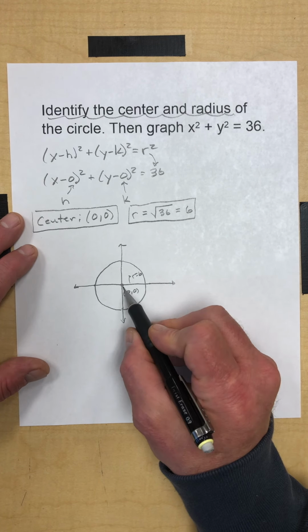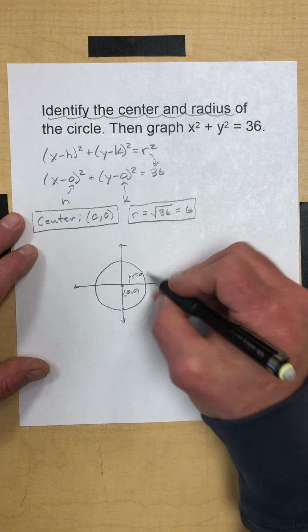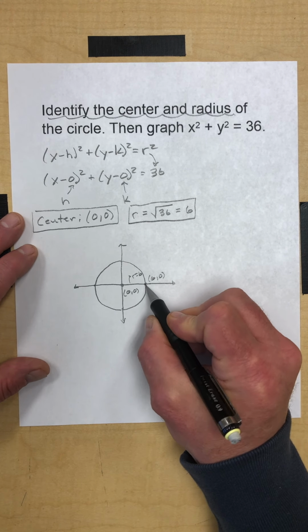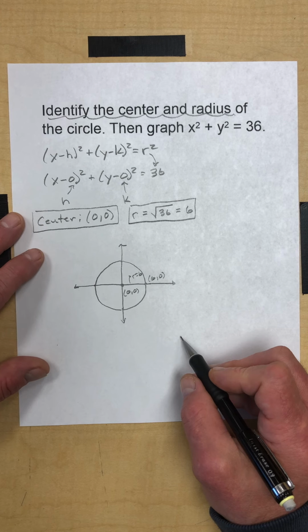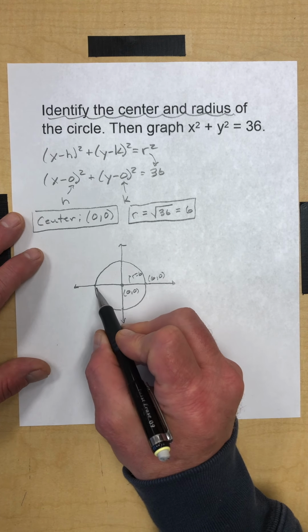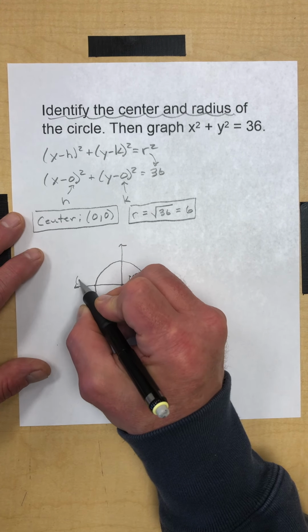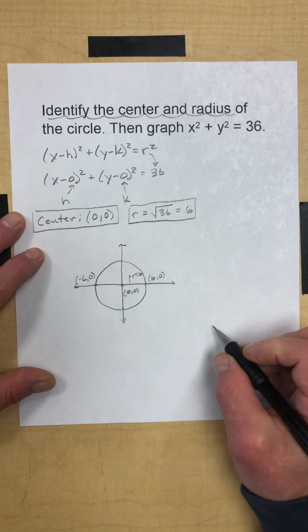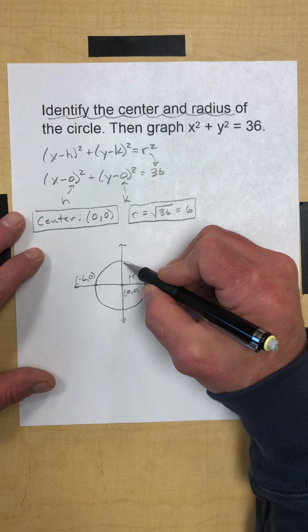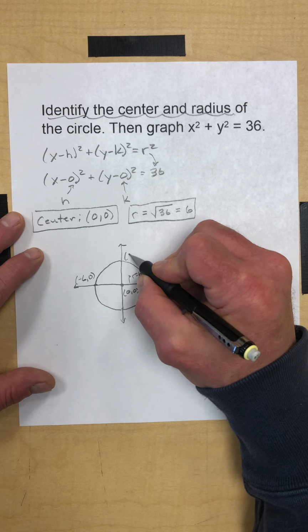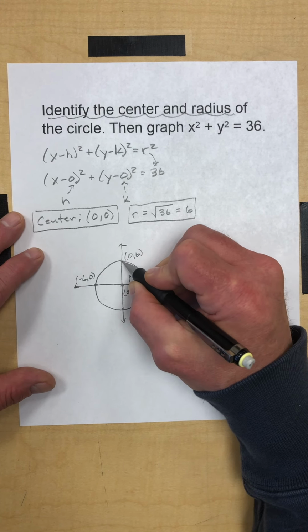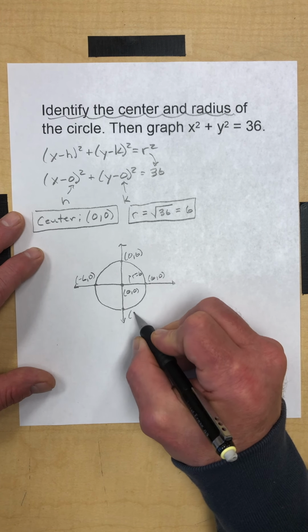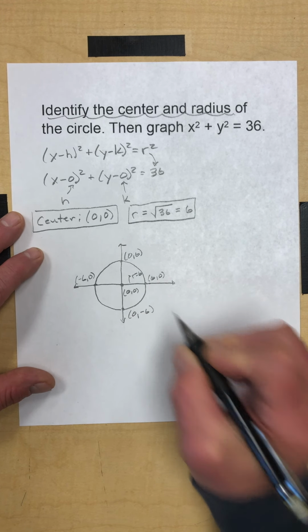If I go 6 to the right of the origin, that would put me at (6, 0). So that point right there where the circle touches the x-axis is at (6, 0). And if I go 6 to the left, that would put me at (negative 6, 0). Then I'd have to go 6 up, so that would put me at (0, 6). And then I would go 6 down, so that would put me at (0, negative 6). And you've got a graph.